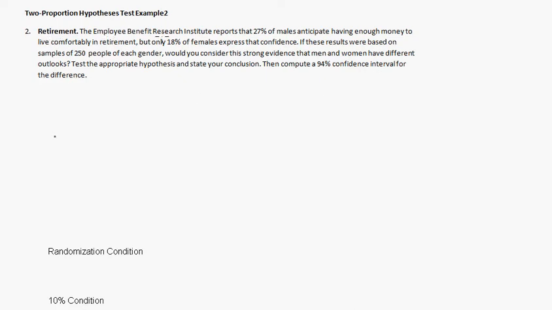It looks like this Employee Benefit Research Institute did a survey of people that are getting close to retirement, apparently, and asked them how they feel about the money they've saved and their ability to live comfortably in retirement. So we see that the percent of men that say they feel comfortable is 27%, and the sample size for the men was 250. But for the women, the sample proportion is 0.18, and the sample size for women was the same, 0.25. Okay, so there's definitely a difference, but the question is, is this a significant difference?